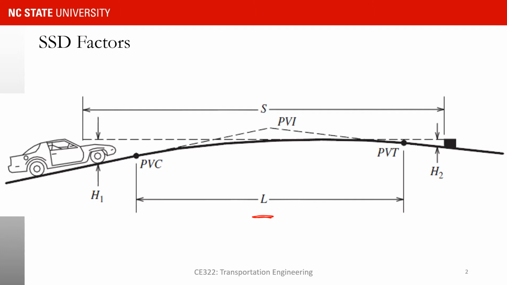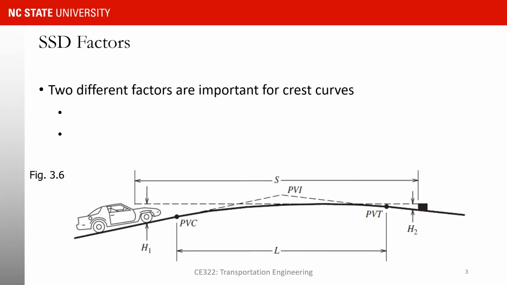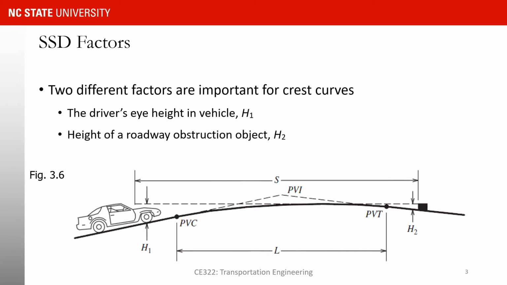You also can see that I have an H1 and H2 on this graph. H1 is going to be the height of the eye of the driver, and H2 is the height of the object. So these are two important factors that influence the stopping sight distance and eventually influence the design length of the curve.